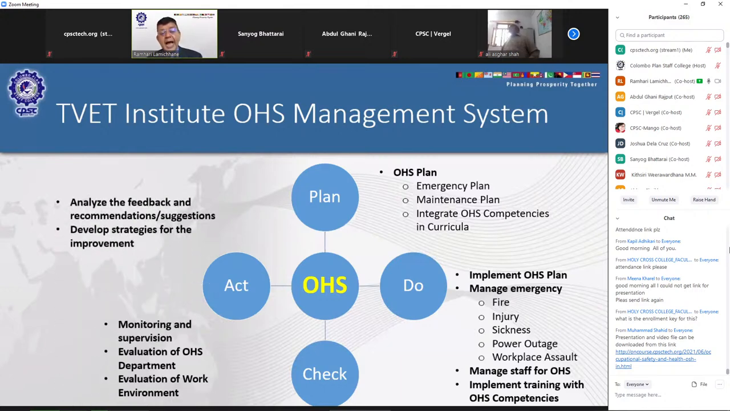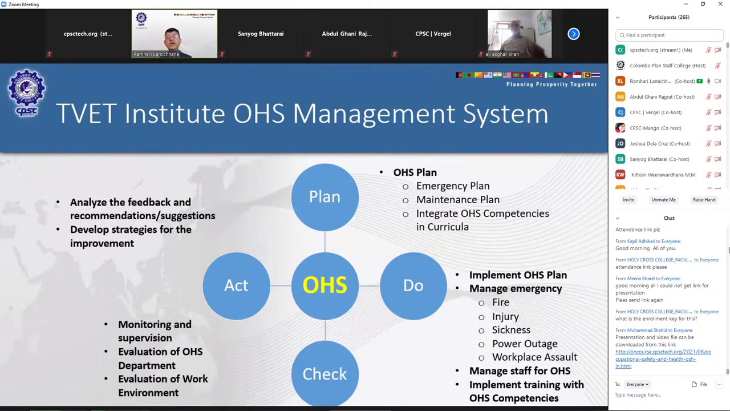The final one is ACT. ACT means analyze the feedback and recommendations or suggestions of the evaluations, monitoring, and supervision. Every report will give some feedback, suggestions, and recommendations. We have to analyze how important they are, whether we are doing that or not, and which are our priority sectors, because we cannot implement all recommendations at a time. So we have to prioritize that. Then develop strategies for the improvement. So this is the ACT part, okay?